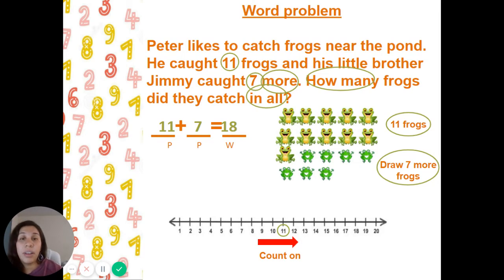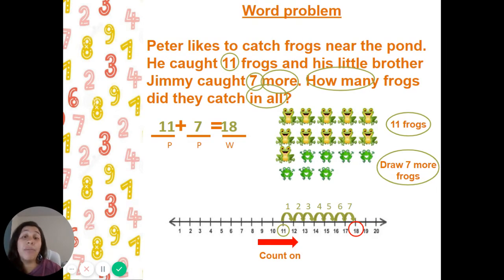We circle the 11 if we can, and then we need to count on how many jumps we need to do. How many frogs did little Jimmy get? He caught 7 little frogs. So you are going to make 7 jumps and see where you stop, okay? So let's start. 1, 2, 3, 4, 5, 6, 7. 7 frogs. Where did we stop? In number 18.